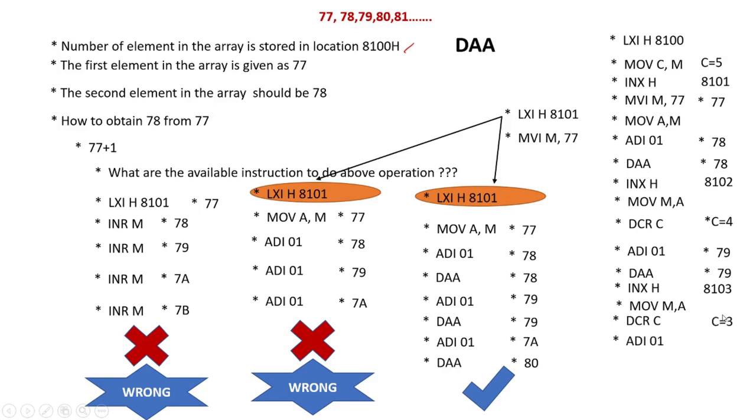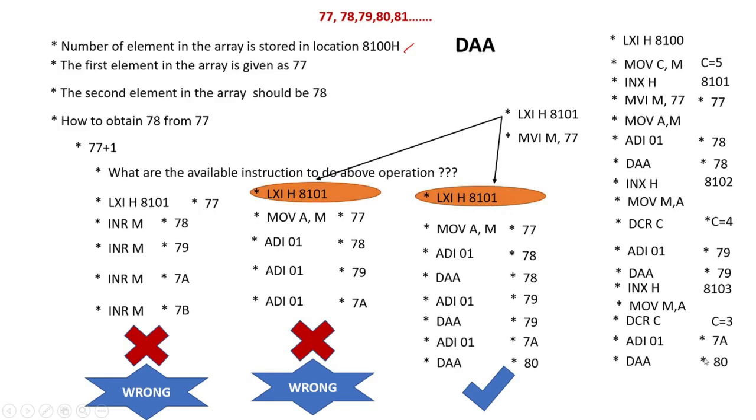Again we need to add 01 with the content of the accumulator. Now the content of the accumulator is 79. 79 plus 1, the result becomes 7A. After this, if we provide the DAA instruction, after execution of this instruction the result becomes 80. That is a BCD number.